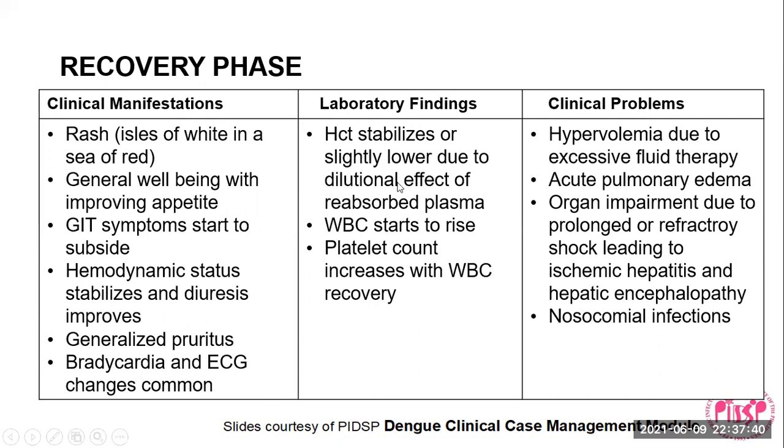Again, the hematocrit starts to stabilize, the WBC starts to rise, and this is followed by the increase in platelet count. The clinical problems that can be encountered during the recovery phase are hypervolemia due to excessive fluid therapy, which can also be manifested as acute pulmonary edema. There can also be organ impairment due to prolonged or refractory shock secondary to ischemic hepatitis and hepatic encephalopathy, and some could have nosocomial infections.